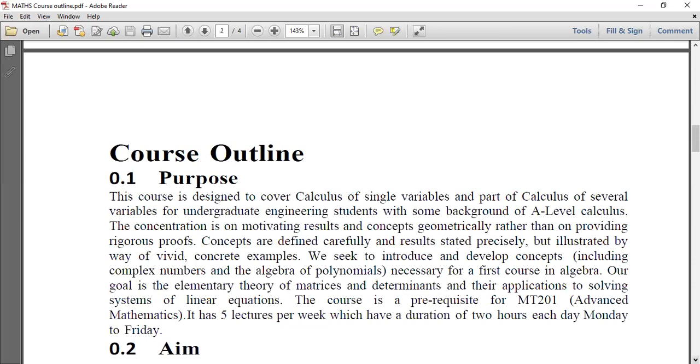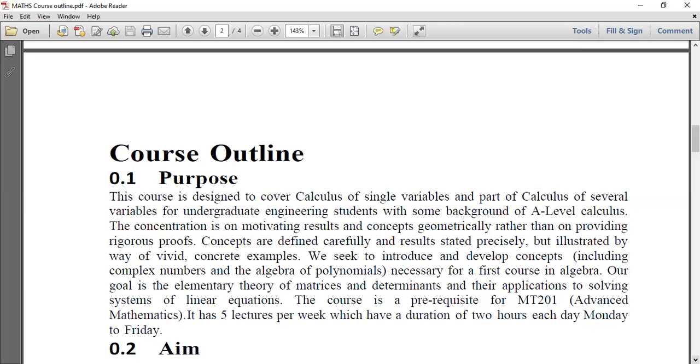Okay. So the purpose of the course. In going through this course, I'm not going to explain deeper. The purpose is just to help you with the exam. So I'm just going to concentrate on areas which I consider are important for the exam. The purpose of this module, calculus of several variables, is to help engineering students with some A-level background on calculus. The purpose is concentrating on motivating results and concepts geometrically rather than providing a rigorous proof.